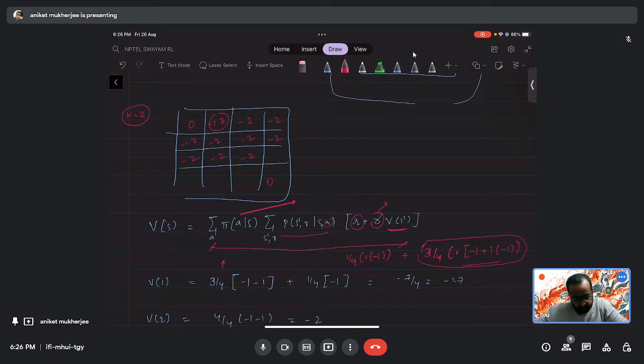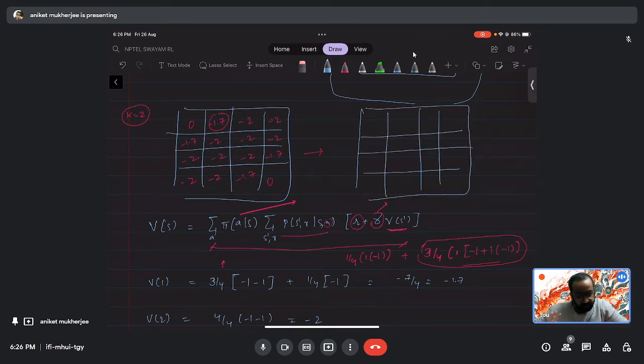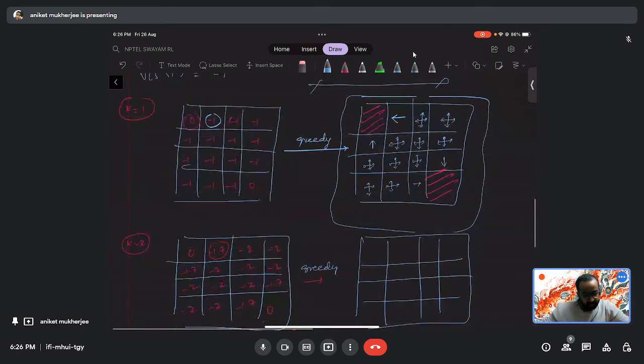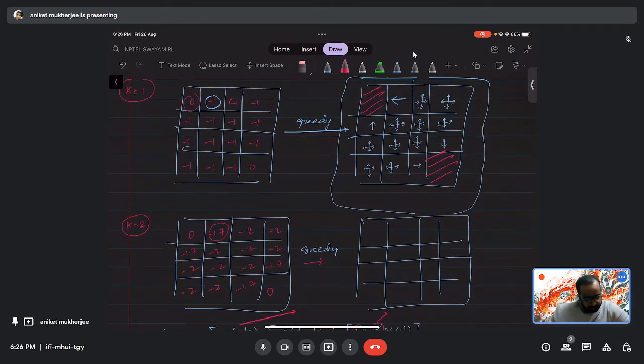So what would the 1, 2, 3, 4, 5, 6, 7, 8, 11th state be? -1.7. And -2, -2, -1.7. -1.7. Okay. So now can you give me the greedy policies? This I'm doing just for intuition. You don't need to take that seriously, but you'll come to know why I'm doing this.